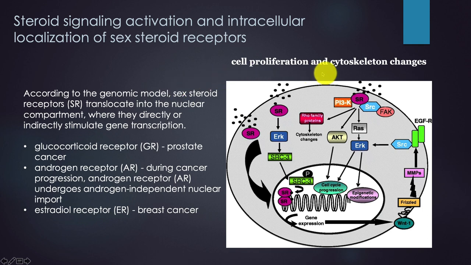Here is another example of a cellular transduction pathway. And we can just kind of talk about this for a moment. Nothing to get scared of here. So this is a steroid signal activation and intracellular localization of sex steroid receptors. So here are the ligands. If it's estrogen, testosterone, or progesterone, these are the ligands.